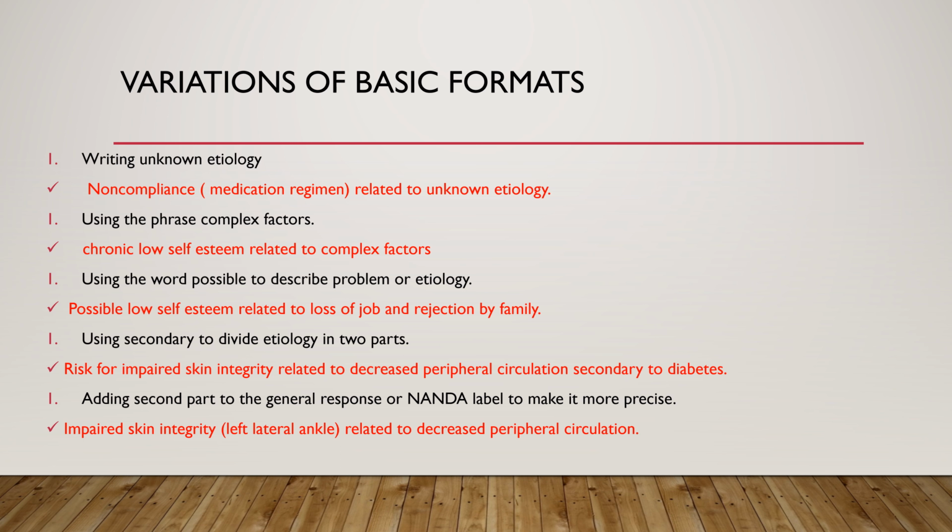Using the word possible to describe the problem or etiology, for example, possible low self-esteem related to loss of job and rejection by family. Using secondary to divide the etiology into two parts, for example, risk for impaired skin integrity related to decreased peripheral circulation, secondary to diabetes. Or adding a second part to the general response or NANDA label to make it more precise, for example, impaired skin integrity, left lateral ankle, related to decreased peripheral circulation. These are some of the variations to the basic formats.